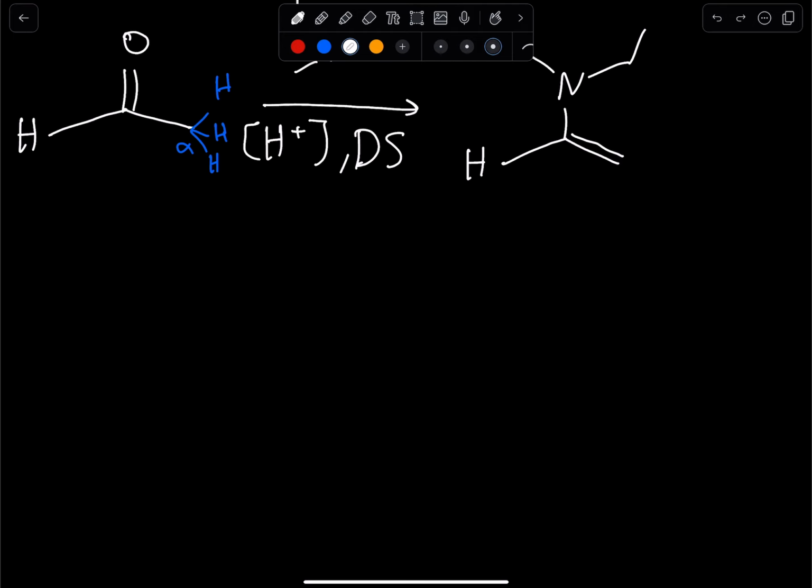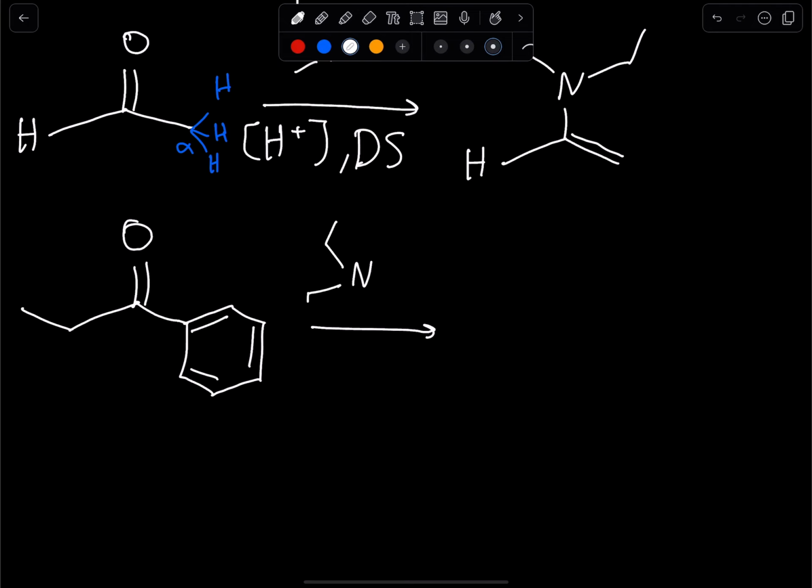Now let's explore another one. Let's say that we have, and we react it with, let's make both of these ethyl groups, and let's do catalytic acid, and let's do taking water out of the solution. Try and predict the products of this reaction, or the product if you think there's only one.